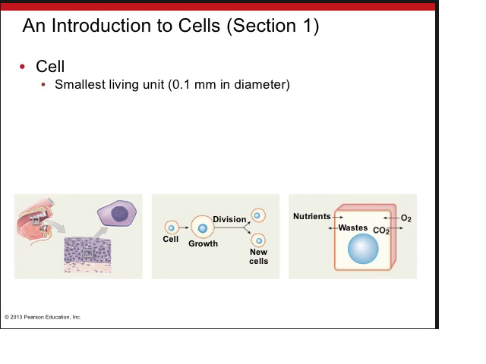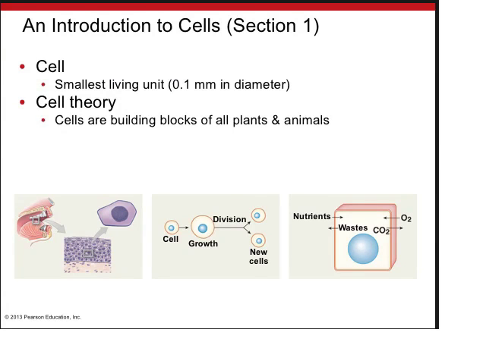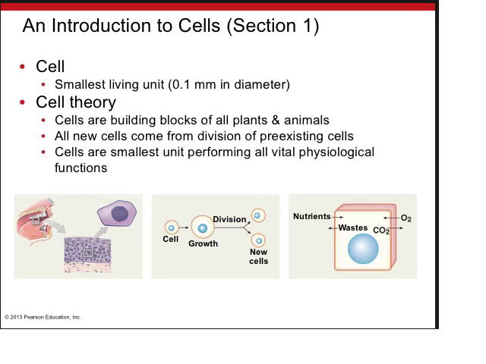So it's the smallest living unit. On average, a cell is about a millimeter in diameter, but there are quite a few exceptions. The cell theory states that cells are the building blocks of all life. All new cells come from the division of pre-existing cells, and they're the smallest unit performing all vital physiological functions. And you might think, well, of course I knew that, but for the longest time we had no idea what living stuff was composed of.